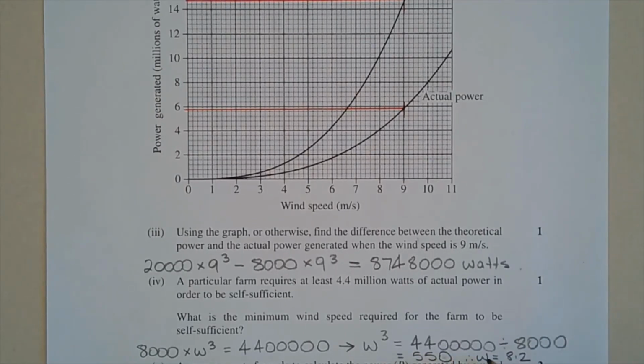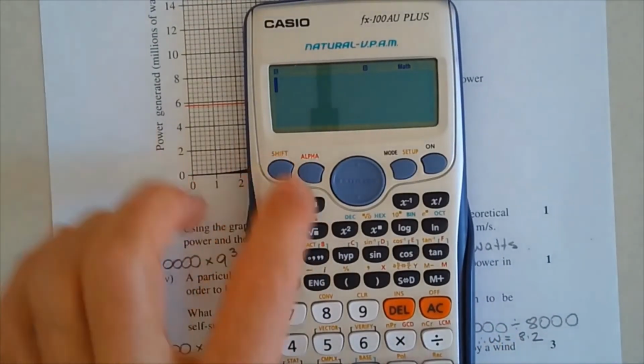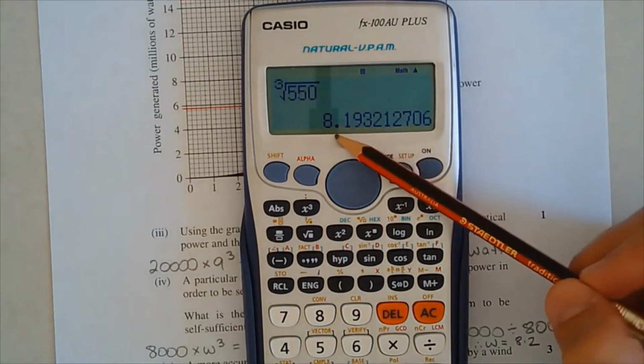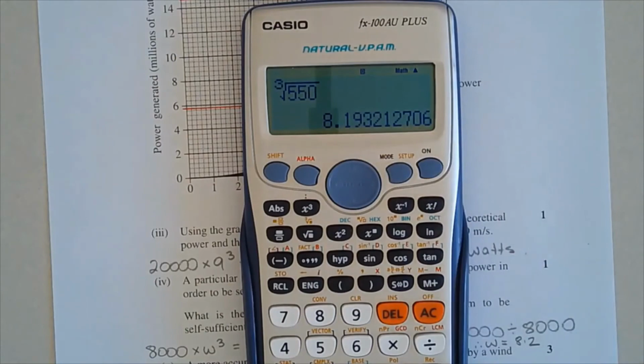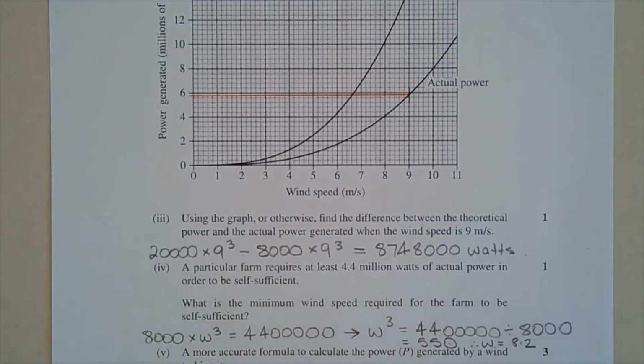And then to find W, we take the cube root of 550. So cube root 550, and we get 8.1932 and so on, rounding that to 1 decimal place. We get W equals 8.2 meters per second.